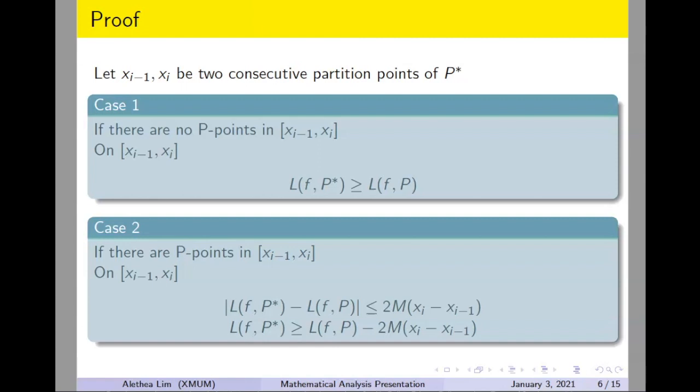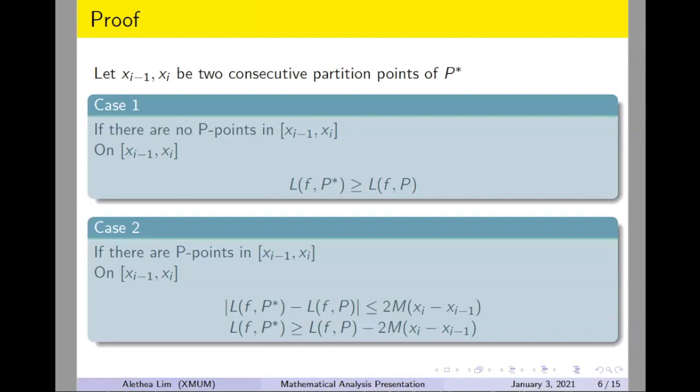Here, we use the fact that the infimum of a smaller set is greater than or equal to the infimum of a larger set. There are more partition points in P star, hence, the infimum in these partition intervals can never be smaller than the infimum in the partition intervals of P. In case 2, there are some P points in closed interval [xi minus 1, xi]. So in this interval, the absolute value of the Darboux lower sum of f, P star minus the Darboux lower sum of f, P is less than or equal to 2 times capital M times the interval xi minus xi minus 1.